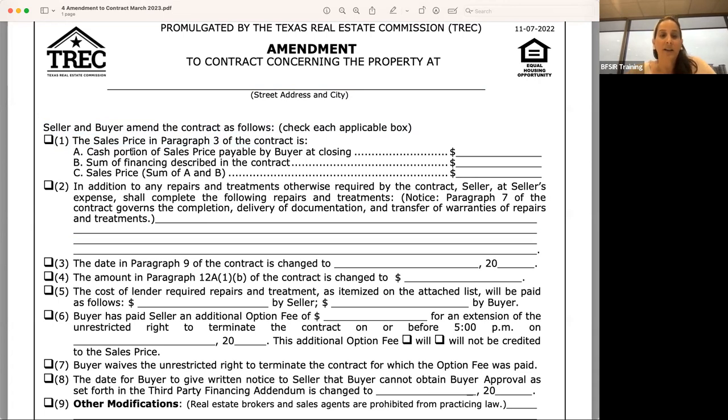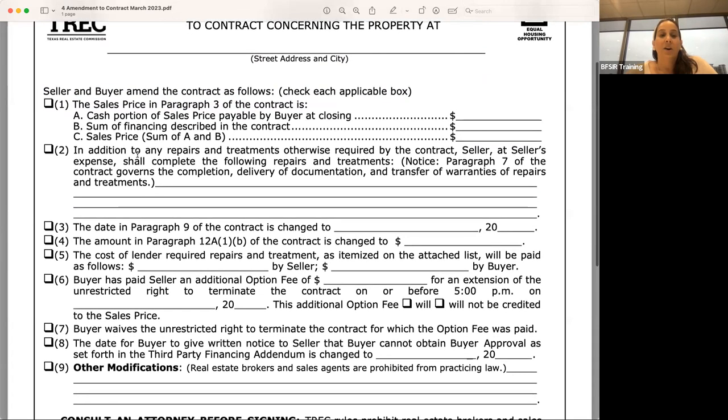Okay, so here is, if you're changing the sales price, right? Then you have to change all of these numbers. And also if you are adding financing in, they're going to ask you to do an amendment to add the financing in there, which is fine.